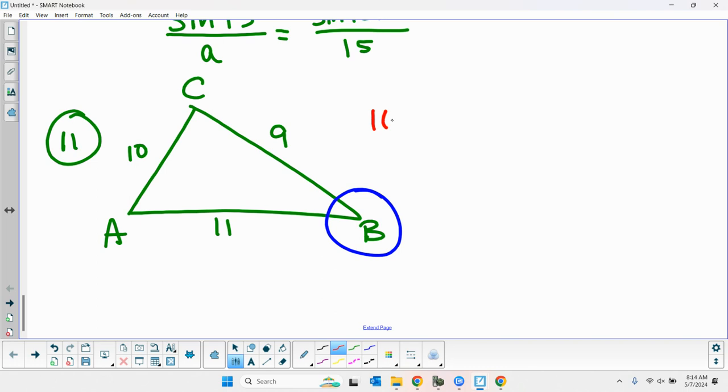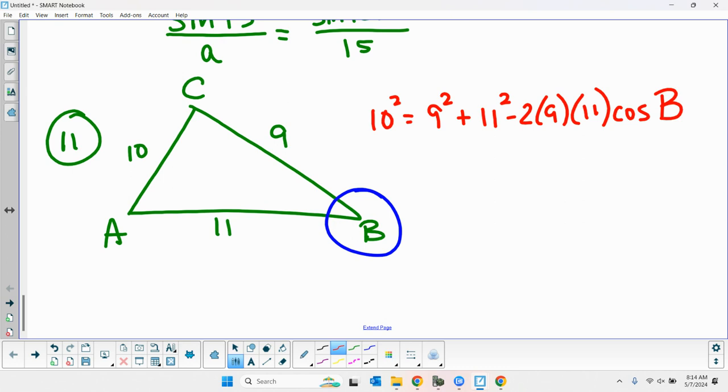So B is 10 squared, and then it's 9 squared plus 11 squared minus 2 times 9 times 11 times the cosine of angle B. So this is a type where we have to do some algebra to solve for B. So this is 100, and this is 81, and that's 121, and 18 times 11 is 198 cosine of B. Now, let me just move this over. These you got to add, which is what? 202? Yeah.